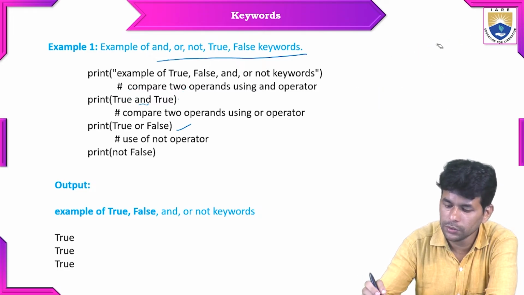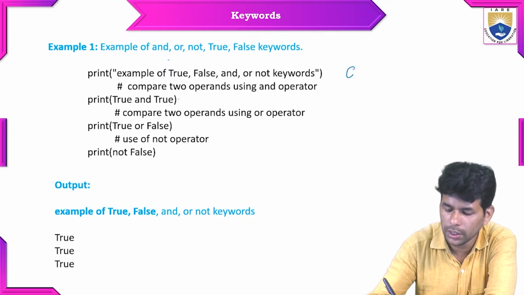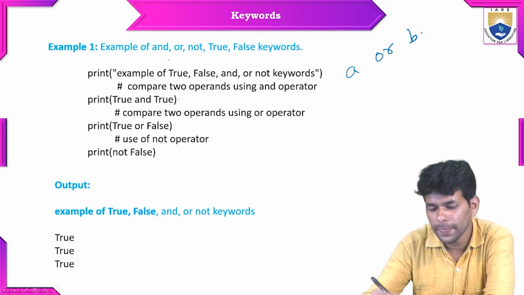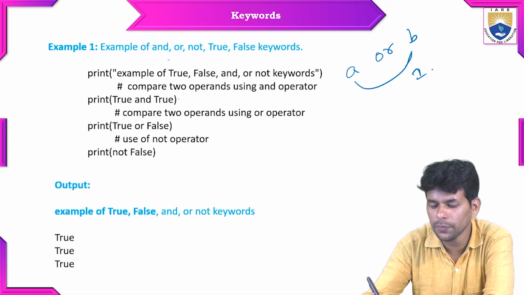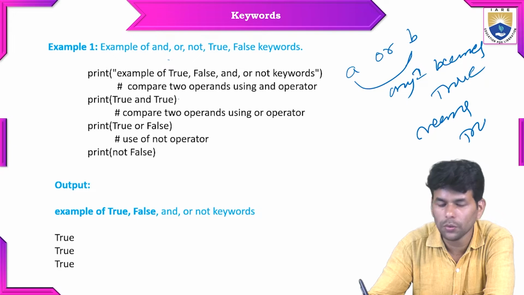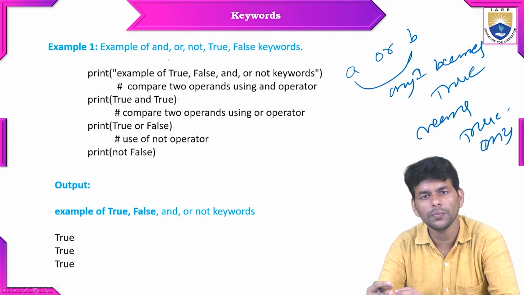What about OR? We have discussed OR also: A or B means if any one becomes true, then the result becomes true only.